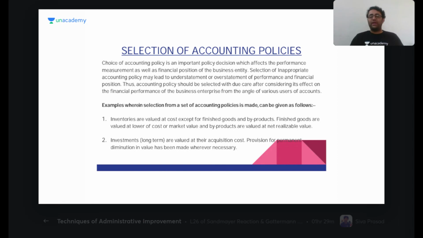By net realizable value, you mean if you sell it to a customer outside, what is the amount you're going to get, or cost. So whichever is the lower of those, your inventory will be valued at that. Are we clear? Similarly, long term investments are valued at their acquisition cost. Provision for permanent diminution in value has been made whenever necessary. Investments held for more than 1 year are considered long term investments, and those will be recorded at whatever cost you made those investments.